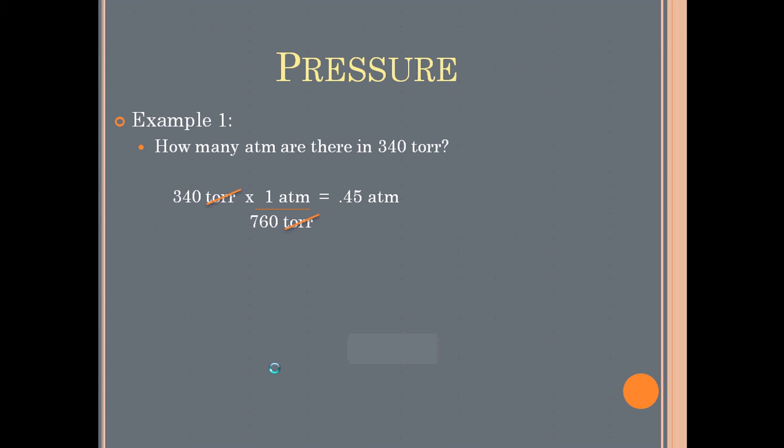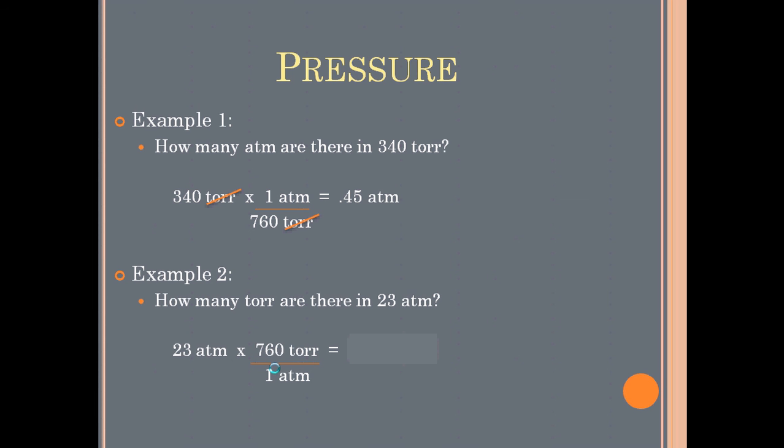Example 2. How many torr are there in 23 atm? Okay, so you put 23 atm times 760 torr, which equals 1 atm. Then you put that over 1 atm. Then the 2 atm cross out, because crossing them out gives you torr. As you multiply across and then divide, it gives you 17,480 torr.